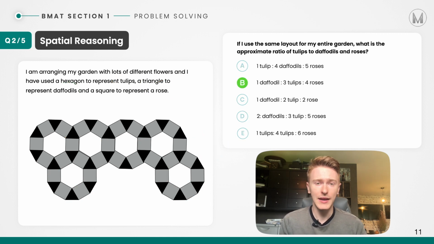Hopefully you got that. If not, don't worry. But remember, it's all about looking for those repeating patterns and repeating motifs.